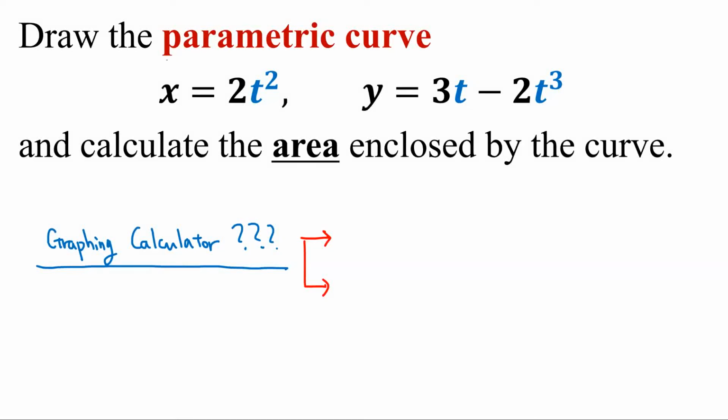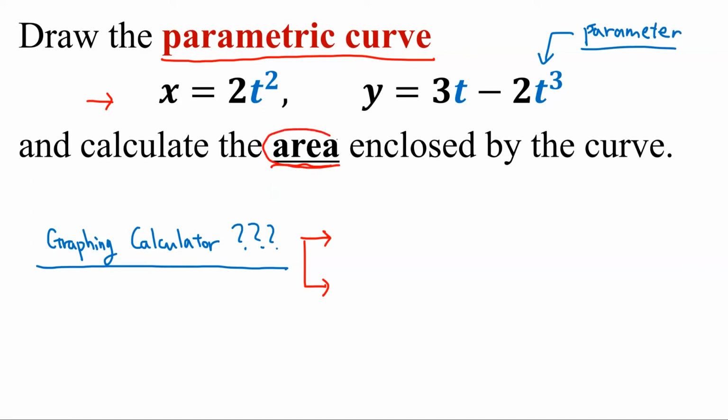In this video, we are going to draw the following parametric curve, which is given as x equals 2t squared and y equals 3t minus 2t cubed, with t as the parameter. And we are not going to stop there. We are going to actually calculate the area enclosed by this parametric curve.